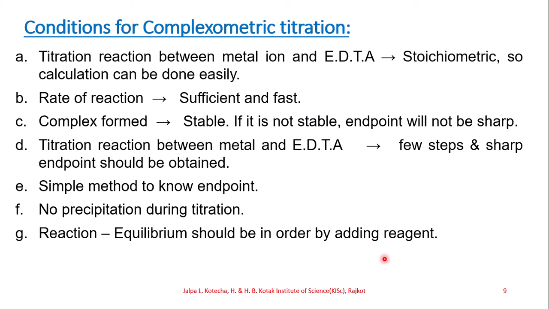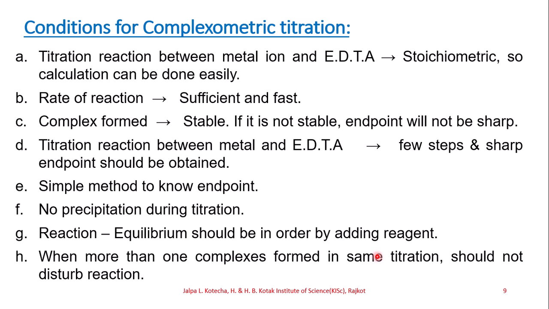You can't add the indicator first and then take the metal solution, to that add a buffer solution. Okay. And the last point is, when more than one complex is formed in the same titration, it should not disturb the reaction. This we will take in detail when we take the types of titration, wherein we will be using a masking method to mask any of the ions so that the other ion is free to react with the titrating agent, and hence we determine the concentration of a particular ion.